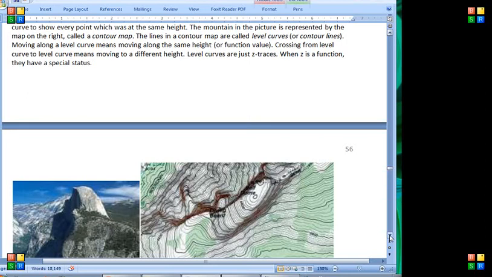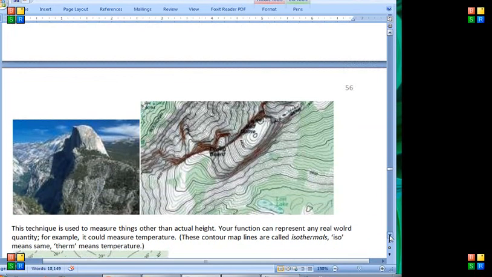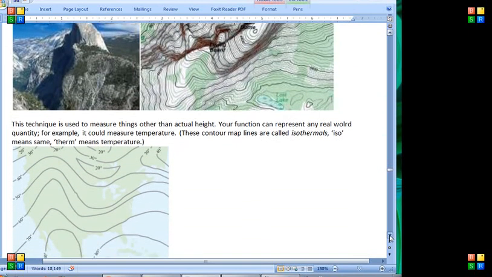Now in this case, z has a special place because z is now a function of x and y. So z-traces are now called level curves, and they get a special role, as we're going to see. So again, moving along a curve means you're walking along the same height, and then moving from one curve to another curve means your height has changed. Height, or more generally, function value. So let's take a look where I mean this more generally.